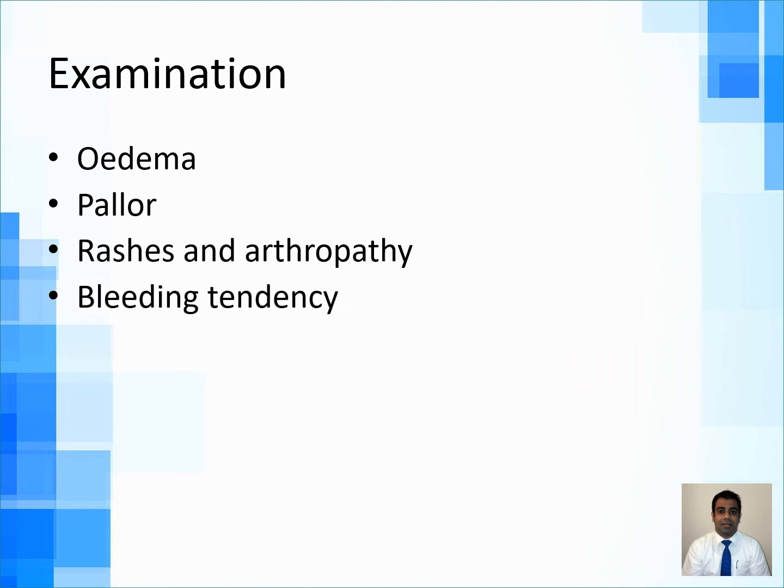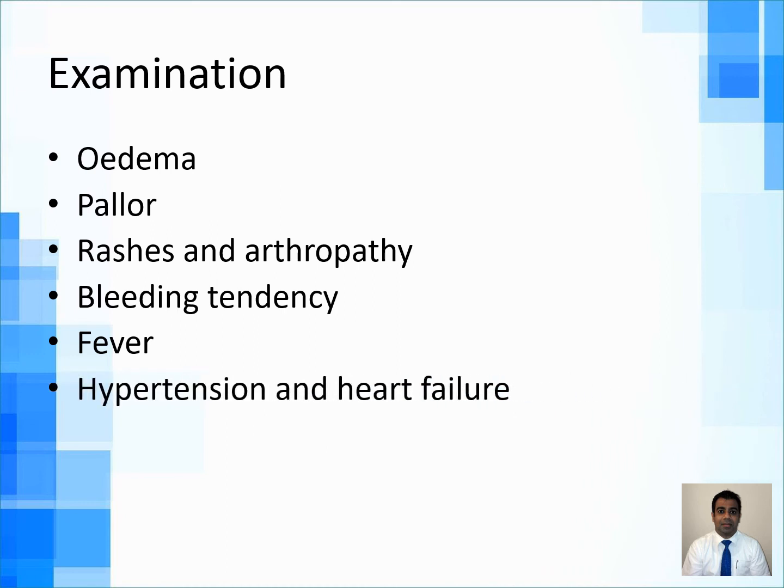If there is a bleeding tendency, and the child has evidence of bleeding manifestations elsewhere, the likelihood is that the hematuria is also due to a bleeding tendency. Fever would usually indicate the presence of urinary tract infection, but some of the connective tissue disorders like lupus can present with fever. If there's hypertension and heart failure, you need to think about acute glomerulonephritis, and again a glomerular cause for the pathology.